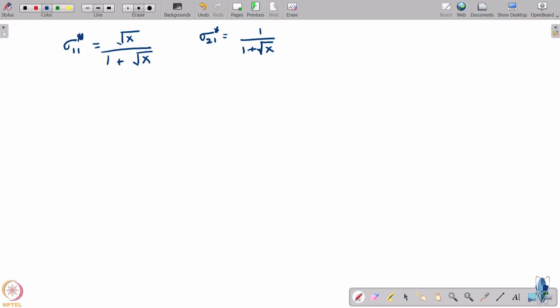So, earlier, remember the row player was playing half-half regardless of what the value of x was. That is not the case anymore. Okay. So, you get a quantal response equilibrium which depends on the value of x.